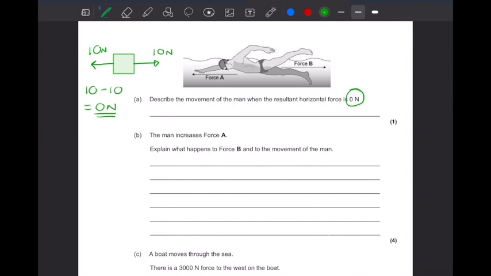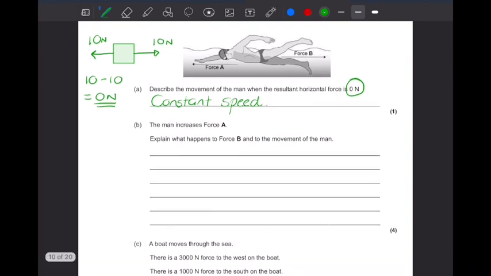So that means the forces are balanced. So anything where there is a balanced or 0 resultant force, we will have a constant speed. This person is already moving, so we know that their speed is just going to become constant.